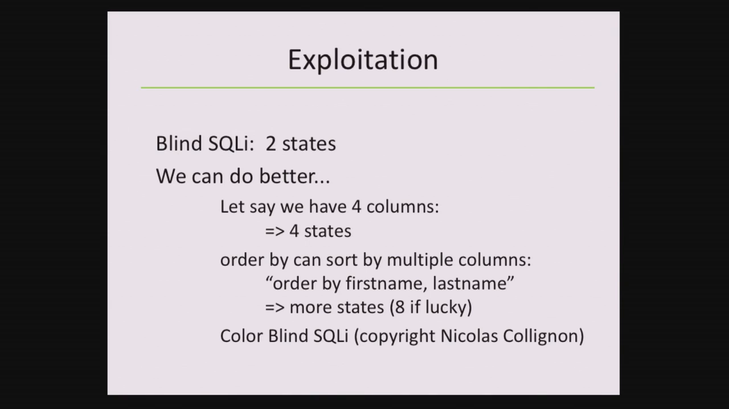So here, for example, let's say that we can order information using 4 different columns. You can generate 4 states instead of 2. So instead of getting 1 bit of information, you can get 2 bits of information per request. And in the same way, you can sort by more than 1 column. So you order by a first column and after by another one. So you generate even more states, so you can retrieve even more information.